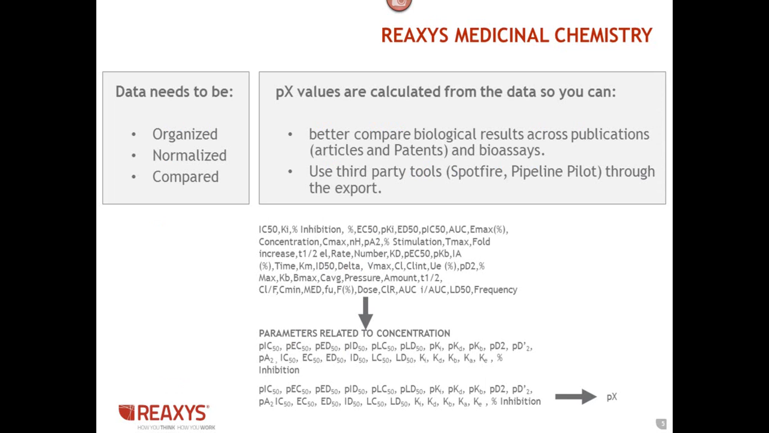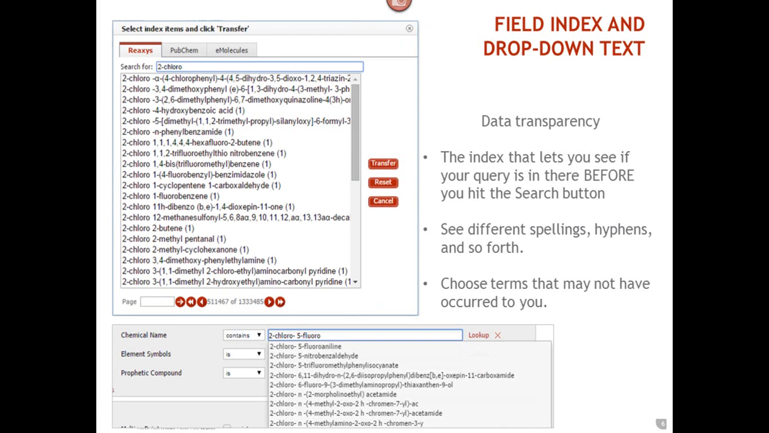Reaxys medicinal chemistry is an excellent example of how a vast assortment of data can be turned into something that yields relevant results. In Reaxys medicinal chemistry, we've extracted data on bioactivity, targets, bioassays, cells, parameters, and we've organized and normalized it using pX values to quantify the affinity of a compound. Data transparency is yet another way that Reaxys strives to bring you the most relevant results.